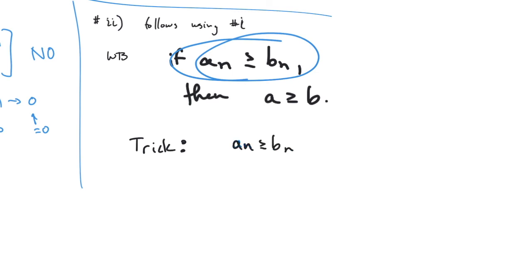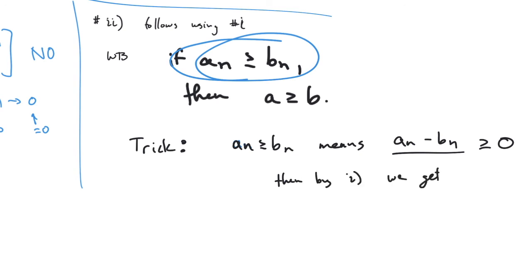An greater than or equal to bn means I want to write like this. Yeah, subtract bn from both sides. An minus bn greater than or equal to 0. All right? And then we use part 1. Then by part 1, we get, what's the conclusion that part 1 would say? It says if the sequence is always greater or equal to 0, then the limit is greater than or equal to 0. So what would that look like?